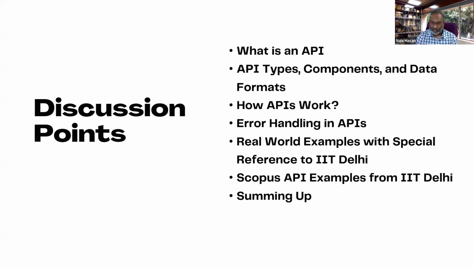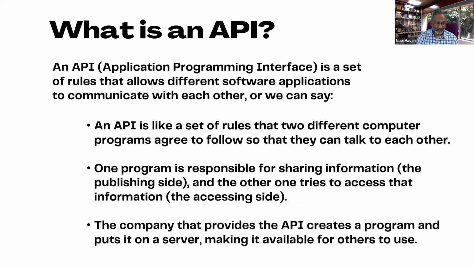I'm going to cover some of these important points quickly: what an API is, different types, components, and data formats, how APIs work, and what the different errors are that we can understand from those numbers. Then some real world examples with special reference to IIT Delhi. And finally, we will talk about Scopus APIs and an app developed by IIT Delhi, which works with the help of Scopus APIs only. On the basis of all these points, we will conclude today's presentation.